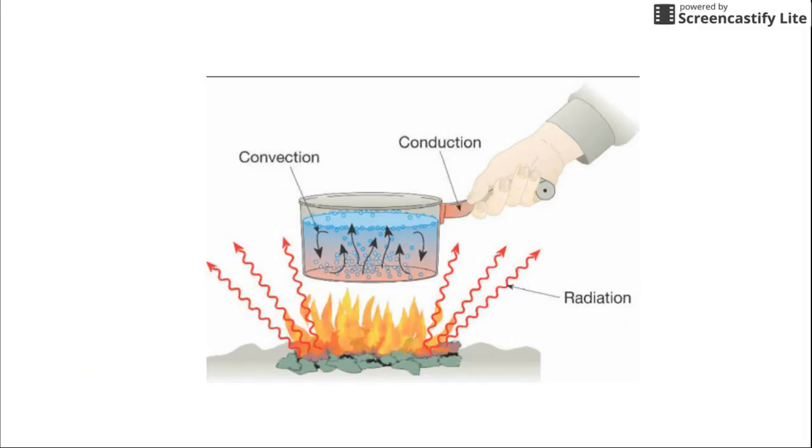And this picture shows all three working together. Conduction is as the handle of the pot gets warmer and that heat travels up the handle. Convection is going on within the actual material itself. And radiation is that heat that's radiating off of the heat source.